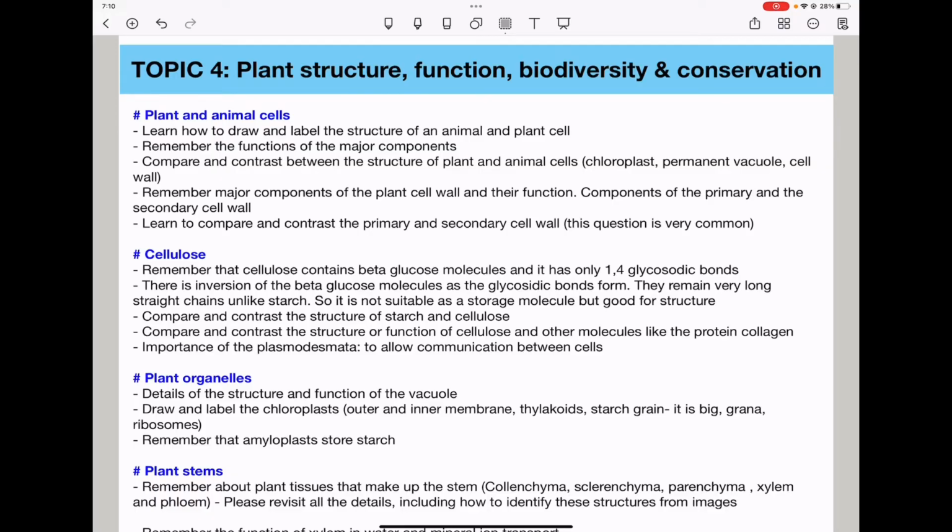They can ask you to compare and contrast the structure of starch as well as cellulose. And on this note, they could ask you to compare and contrast the structure of glycogen as well as that of cellulose. They could also ask you to compare and contrast the structure or function of cellulose and other molecules like the protein collagen and so on. Remember the importance of the plasmodesmata. It is to allow communication between cells.